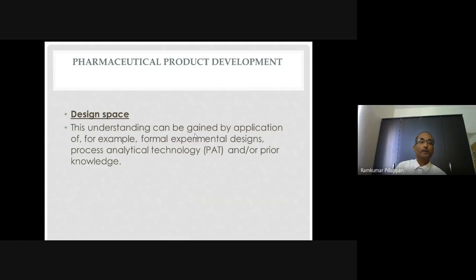Then comes the next one. This design space helps in understanding by using applications such as PAT, that is process analytical technology, and also any prior knowledge of similar products.